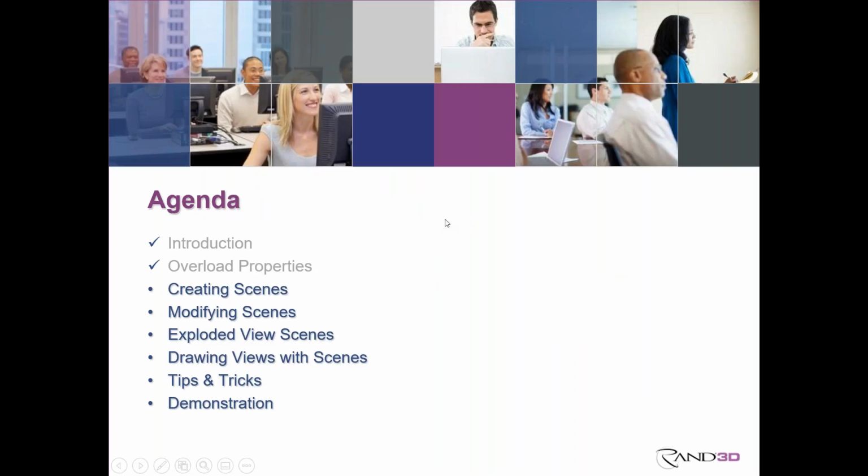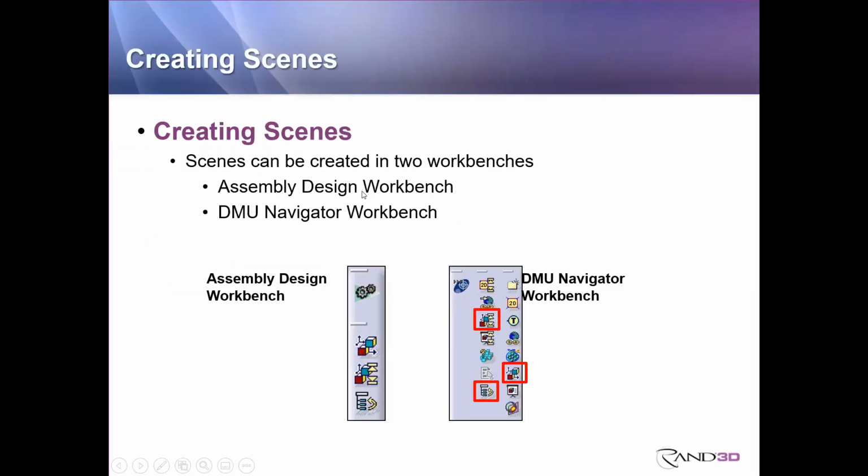So let me do a little bit more here, and I'll do a demonstration. So where can I find and build my scene? Well, depending on which workbench you're using, you may find the enhanced scene button in different locations. If you're working in the assembly workbench, which is what I'm going to focus on, you'll find your enhanced scenes toolbar. There's the enhanced scene button, and we've got a few other buttons there as well that we'll talk about.